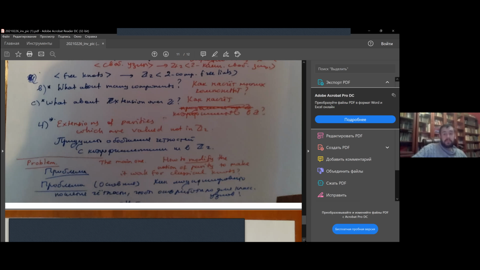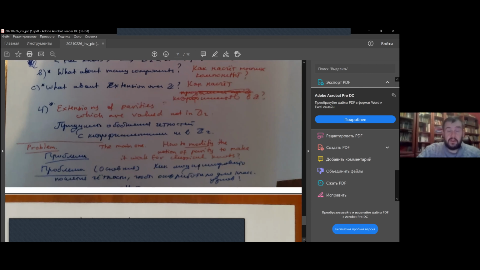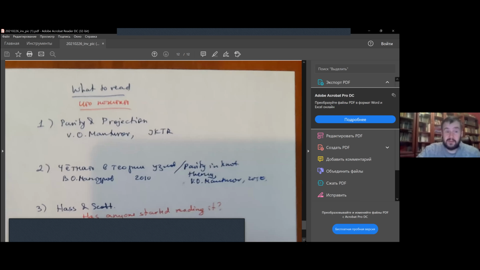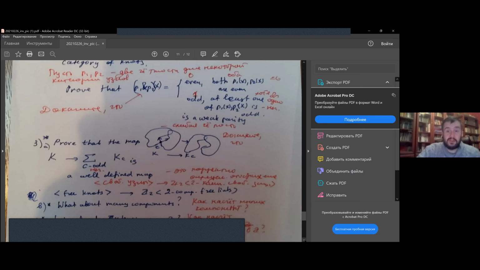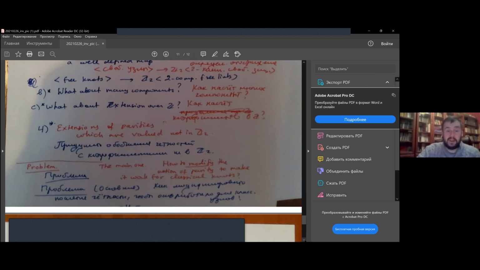Actually, now I want to state some research problems. As for research problems: how to modify the notion of parity to make it work for classical knots. Хорошо известно, что для классических узлов четности нет. Но вопрос, можем ли мы модифицировать четность, чтобы получить что-то нетривиальное для классических узлов. Это одна из основных проблем.